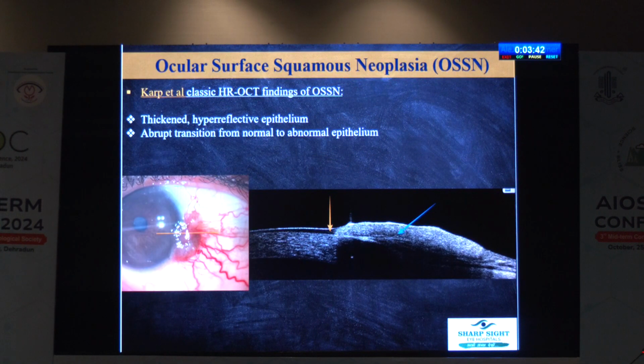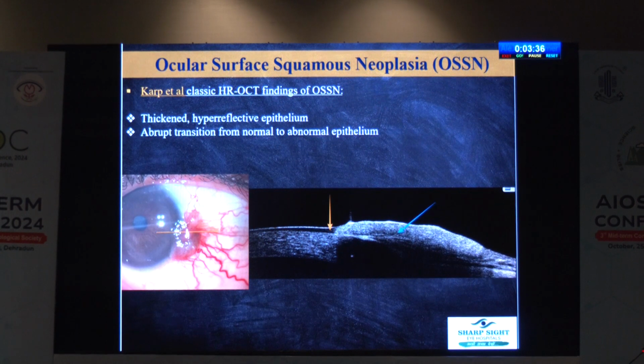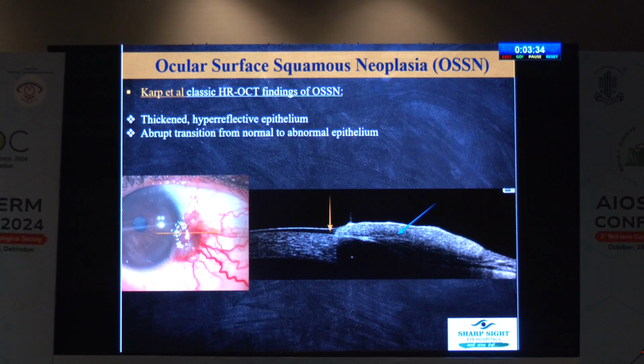Coming to the most common ocular surface tumor that we come across, ocular surface squamous neoplasia. Carol Karp and group have described the classical high resolution OCT findings of an OSSN. This is common knowledge in the ocular oncology circle. When you take a section through the lesion, you see the corneal epithelium abruptly transition to a hypertrophic, thickened, hyper-reflective epithelium. This is the characteristic feature.